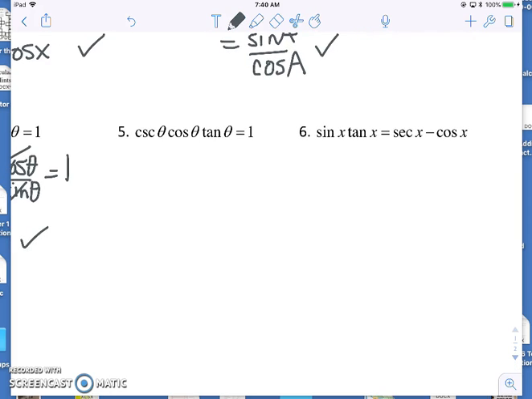The next one here, cosecant, 1 over the sine of theta, times the cosine of theta, times tangent, sine of theta over cosine of theta, equals 1. So cosine, cosine, sine, sine, so we're left with 1 equals 1.